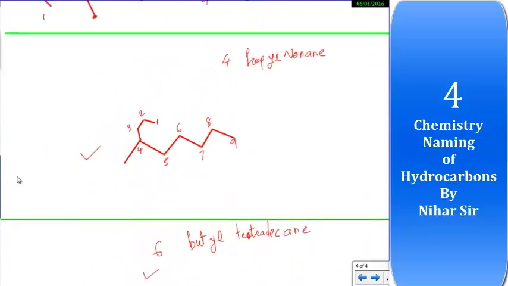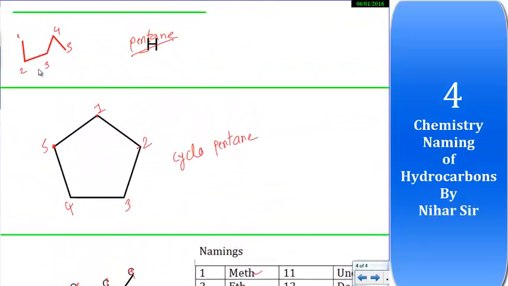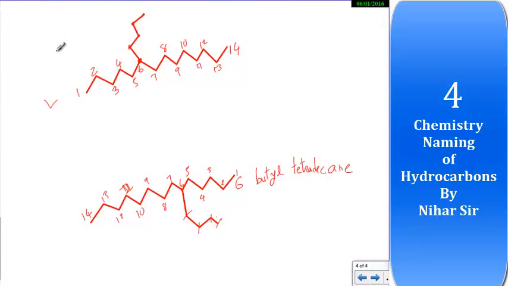So this is how I think you have understood naming carbon chains, right? We will understand more complex carbon chains in future videos.